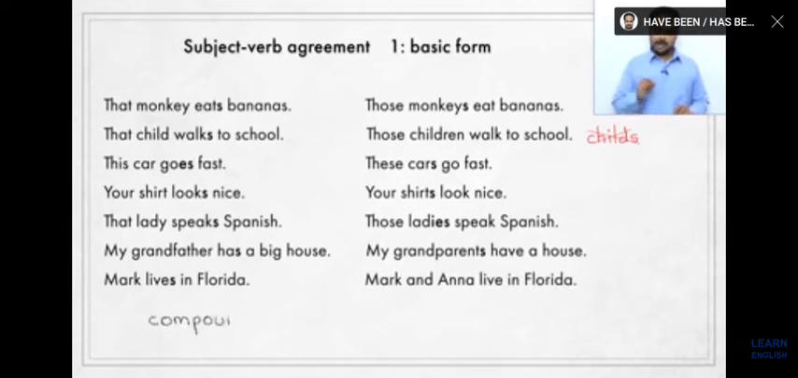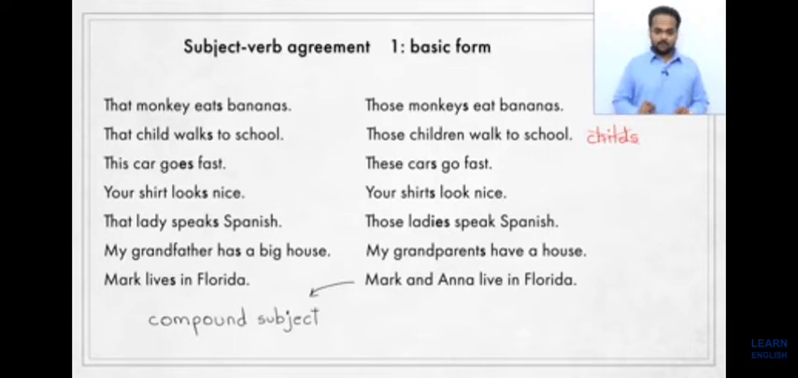This type of subject connected by and is called a compound subject. There is another type of compound subject connected by or. Mark or Anna lives in Florida. Now notice that we have a singular verb, lives. This is because the conjunction or means that either Mark or Anna, one of those two, is in Florida, not both of them. So only one person lives in Florida. So the subject is considered singular and the verb is also in singular form. This type of compound subject connected by or is not that common, but it's still useful to keep this rule in mind.